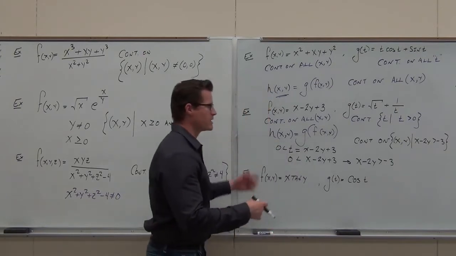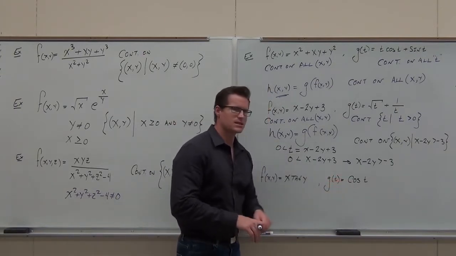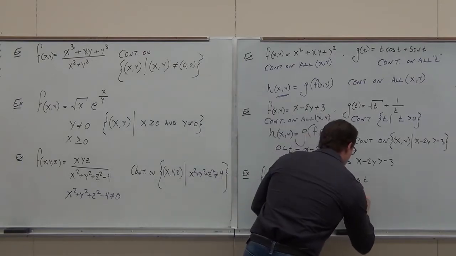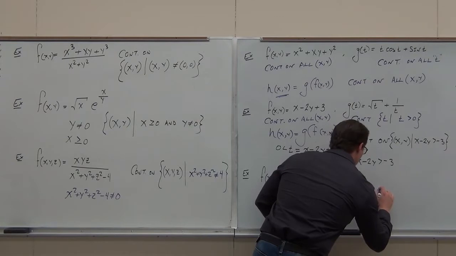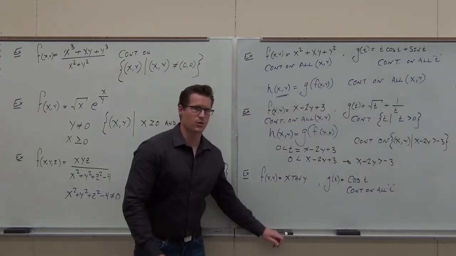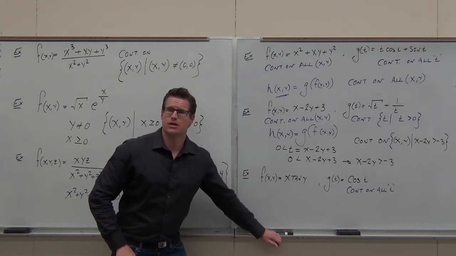Now, last one. This is going to be the opposite case. Let's start here. Is this continuous on all t? Yes or no? Is this continuous everywhere? No. Notice it's tangent. Is it continuous on all x? Yeah. Continuous on all y? No. What's wrong with it? Asymptotes where? All values of pi over 2.